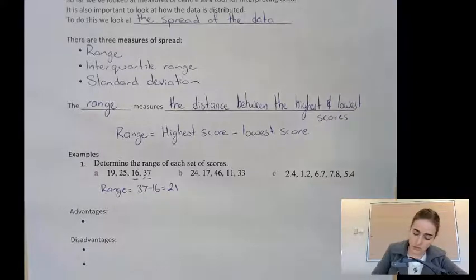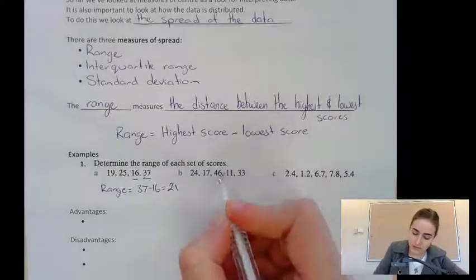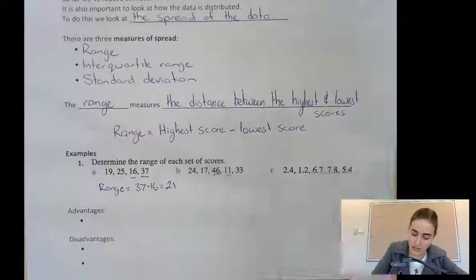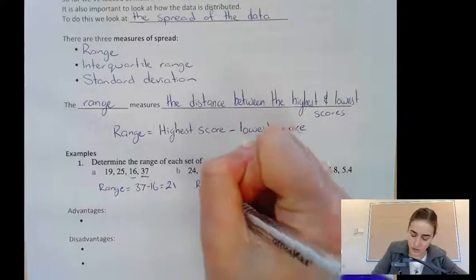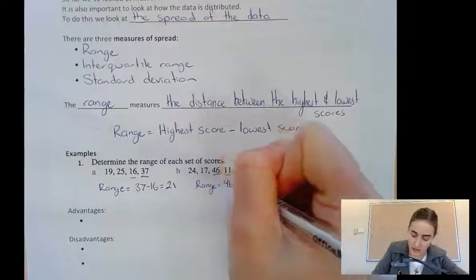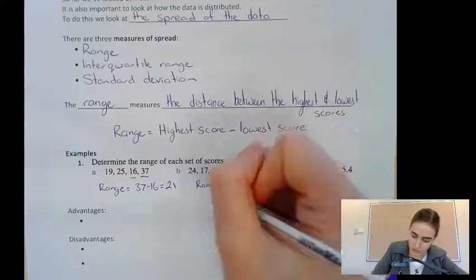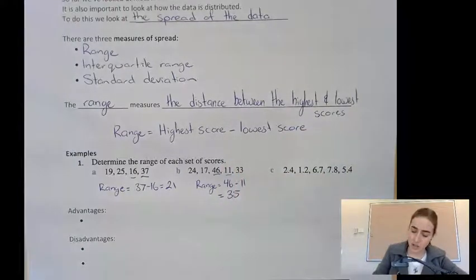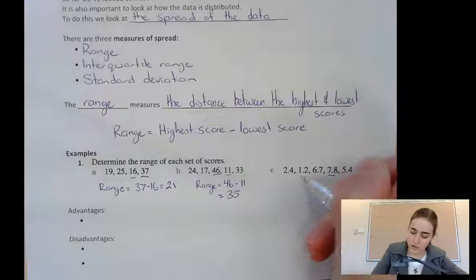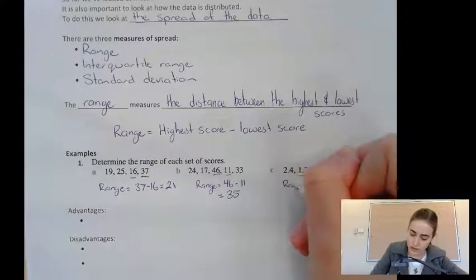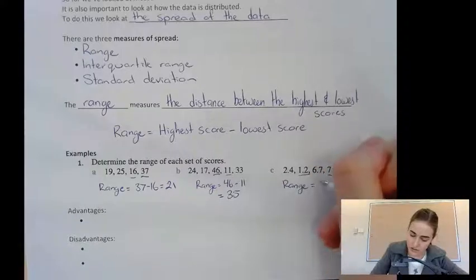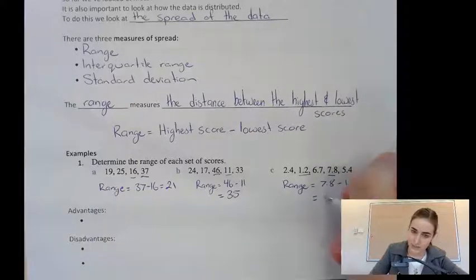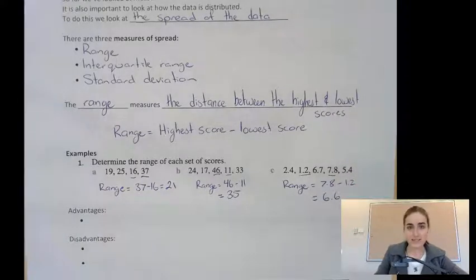In our next one, our highest score there is 46 and our lowest score is 11. So our range is going to be equal to 46 minus 11, which would give us 35. And in our last data set, we've got a highest score of 7.8 and a lowest score of 1.2. So our range is going to equal 7.8 minus 1.2, which will give us an answer of 6.6.